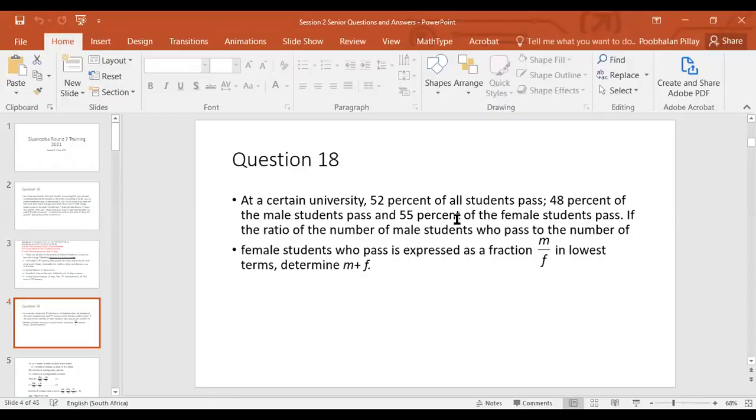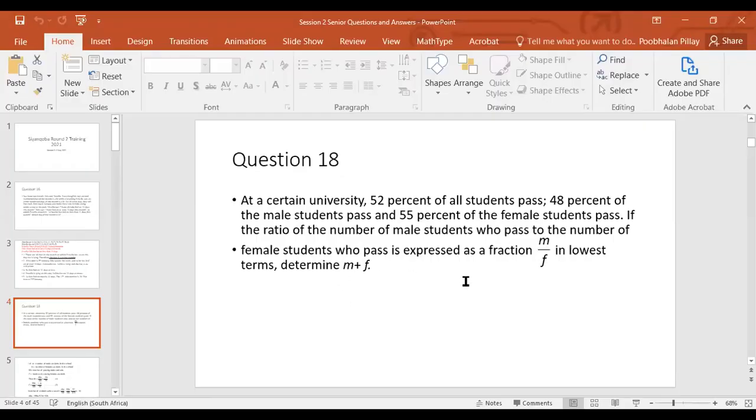I'm not sure exactly what the reason is. Maybe the male students are duller, but also maybe the male students are not as dedicated to study as female students. If the ratio of the number of male students who pass to the number of female students who pass is expressed as a fraction small m over small f in lowest terms, determine m plus f.